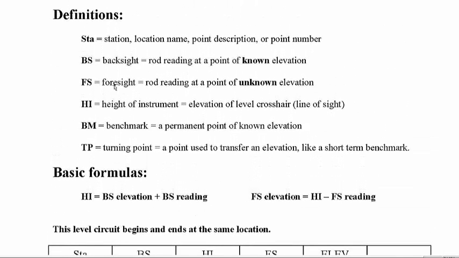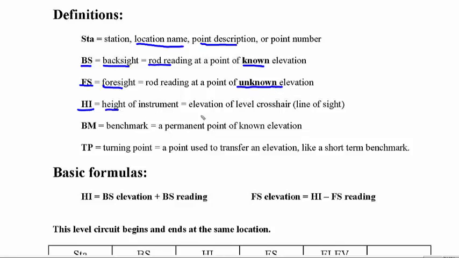First, a station is the column heading we use for a location name. BS stands for backsight, and there are types of readings that we take. A rod reading at a location that has a known elevation is considered a backsight. A foresight, abbreviated FS, is a rod reading at a point where we don't yet know the elevation. It is an unknown to us.